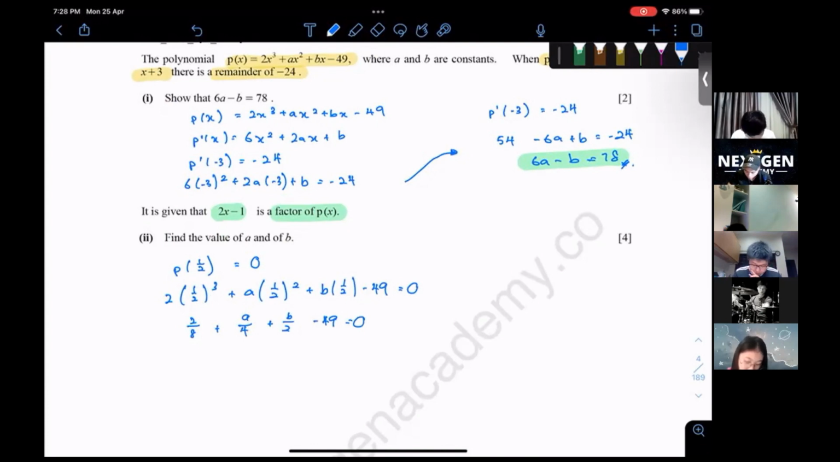Okay, so go and simplify this first. So a over 4 plus b over 2 will be equals to, this will be what? Negative 49 plus 2 over 8. Will be 195 over 4, right? 195 over 4. You multiply it by 2, and then you'll get a plus 2b equals to 195. Okay, a plus 2b equals to 195. Then we have the other equation.